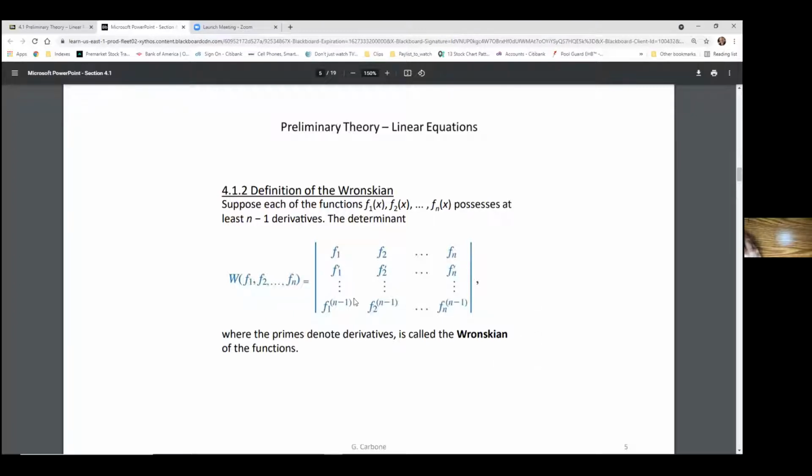And this is very simple. If these are different functions, and let's say you have an nth order differential equation. Let's just say, for example, that we have a second order differential equation. All I have to do is find f1 and then f1 prime, and f2 and f2 prime, and then take the determinant of this.